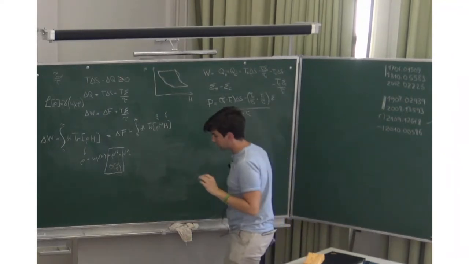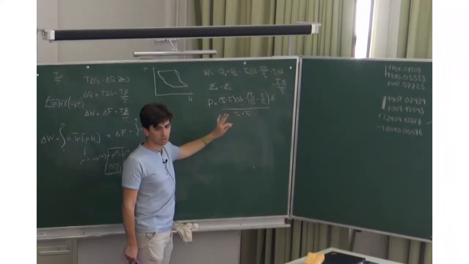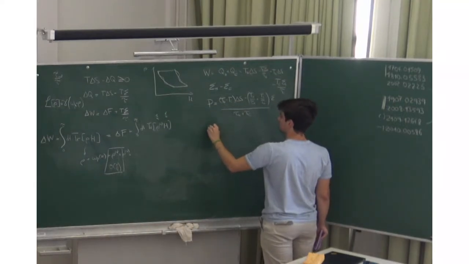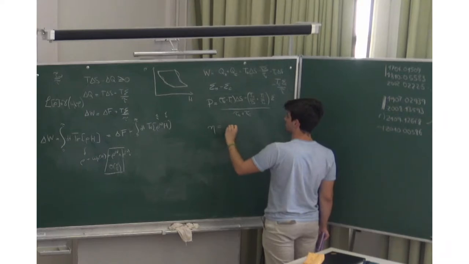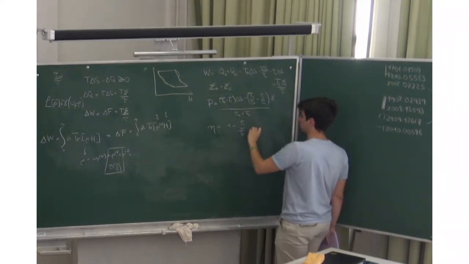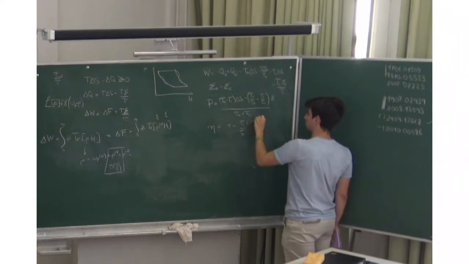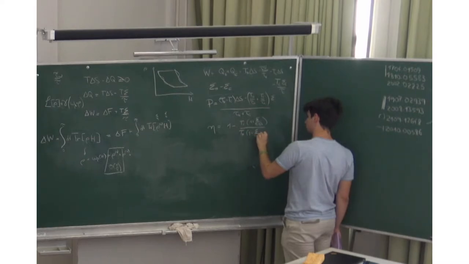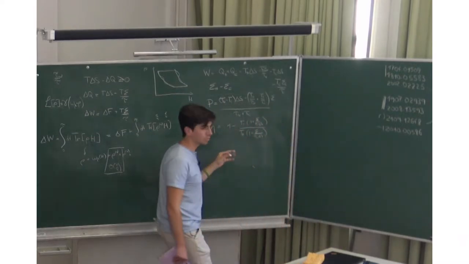Okay, so this is just the power. And the efficiency similarly is, well, you get something like 1 minus... you can just rewrite it and you get something like this. You just get correction terms.